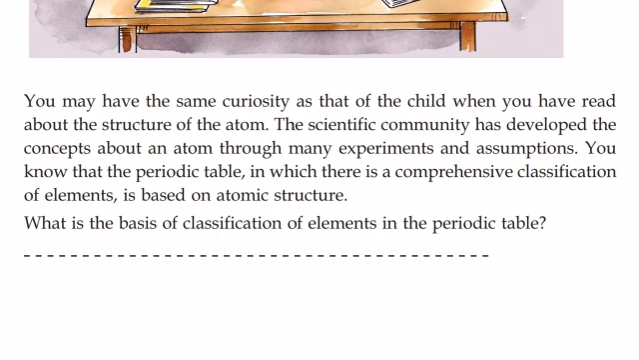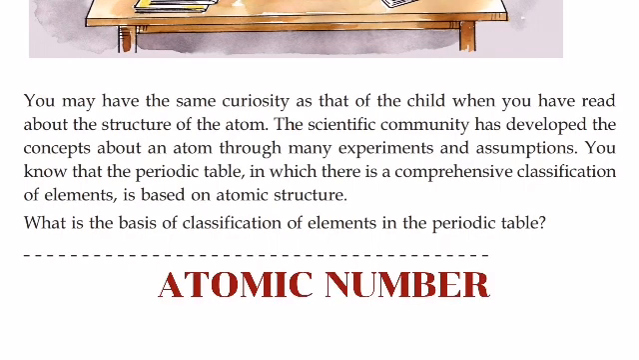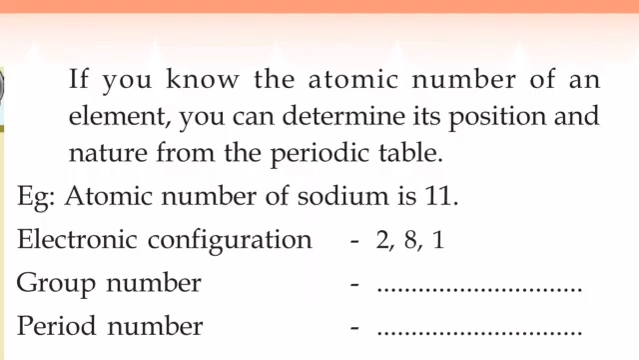You know that the periodic table, in which there is a comprehensive classification of elements, is based on atomic structure. What is the basis of classification of elements in the periodic table? Do you know that? Yes, it is atomic number. If you know the atomic number of an element, you can determine its position and nature from the periodic table. For example, atomic number of sodium is 11.